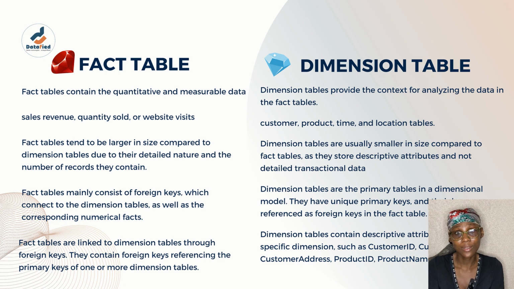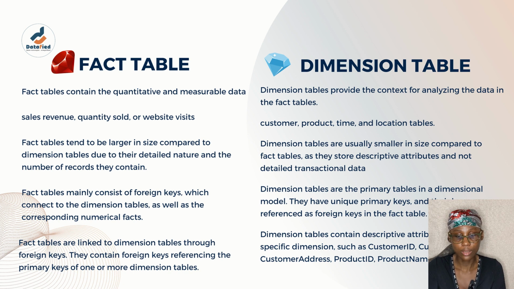Dimension tables, compared to the fact table, are usually smaller in size, and what they do basically is to store descriptive attributes and not the detailed transactional data. Dimension tables are also called the primary table, and they contain unique keys, and these keys are actually linked to the fact table in a type of relationship. Now we've gotten an overview of what a fact table and a dimension table is.